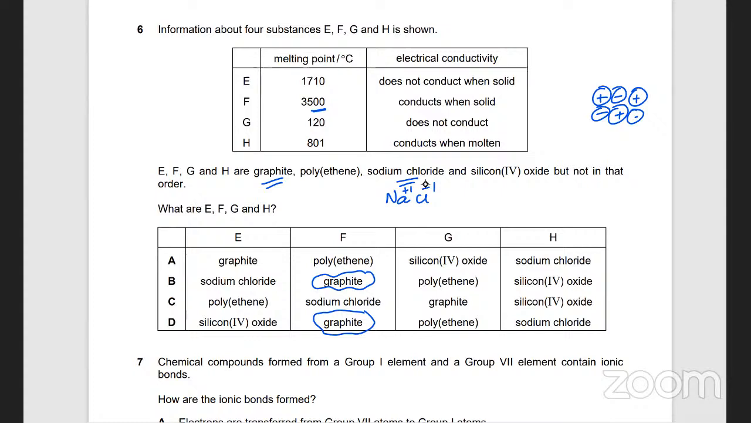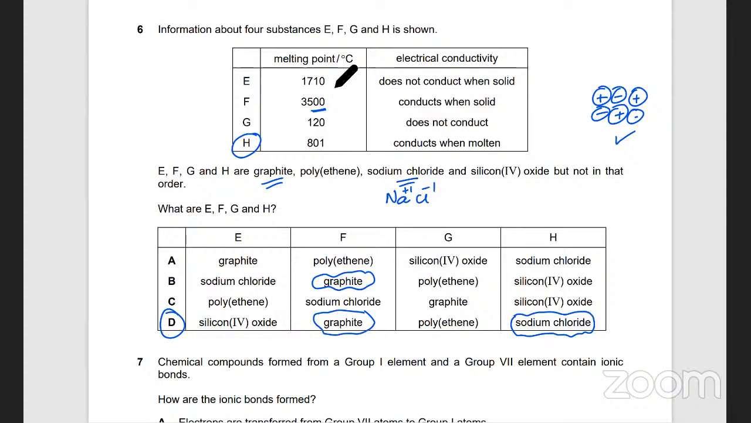Do they conduct electricity? They do, when they are in molten or aqueous state, but not in solid state. So H is the one that's going to be ionic. It's going to be NaCl. The only option left is D then.